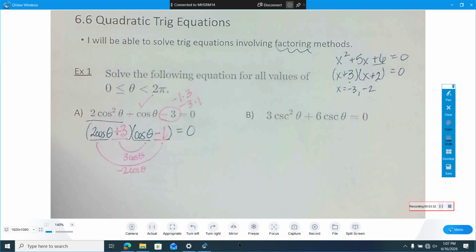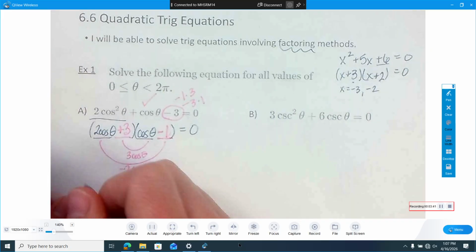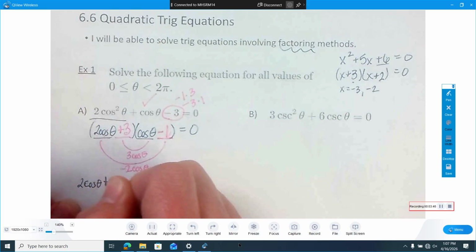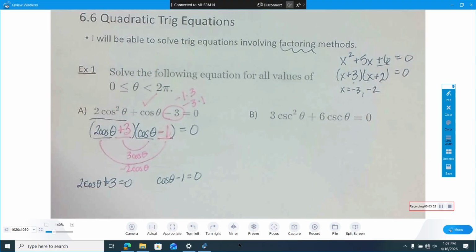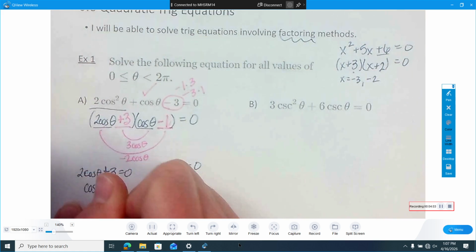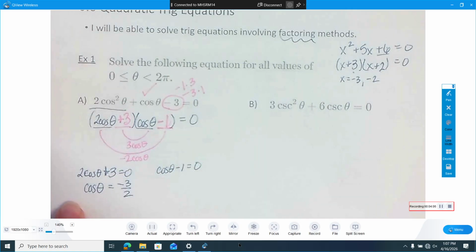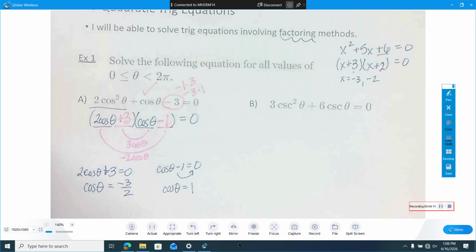So then what do we do after we have our bubbles? Set each bubble equal to 0. So 2 cosine theta +3 equals 0, and cosine theta -1 equals 0. How do I get the cosine theta by itself? -3 and then divide by 2. So cosine of theta equals -3 over 2. Over here, I'm just going to move the 1 over, so I'd get cosine of theta equals +1.